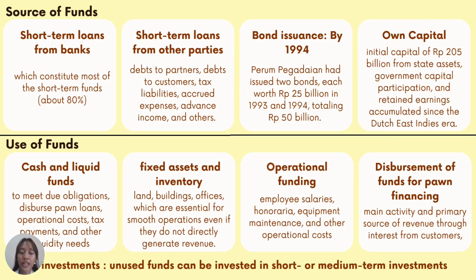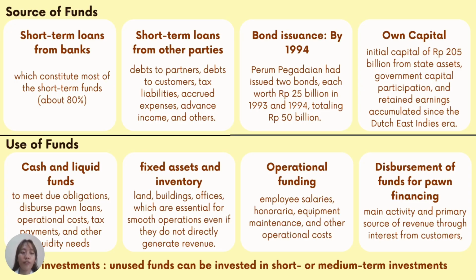Then bond issuance. By 1994, Pegadaian had issued two bonds, each worth 25 billion, in 1993 and 1994, totaling about 50 billion rupiah. Then the last one is their own capital. This consists of initial capital from state assets outside the state budget amounting to 205 billion rupiah, government capital participation and retained earnings. This also includes the accumulated profit since Pegadaian was established during the Dutch East Indies era.